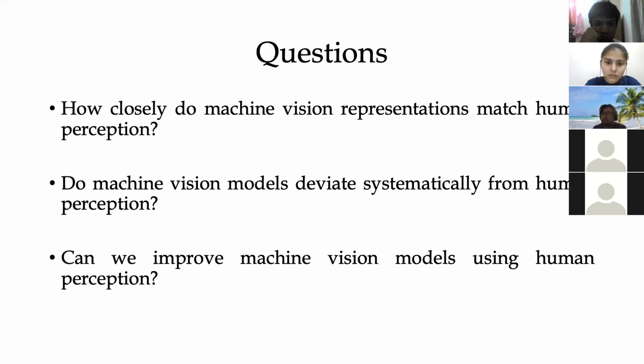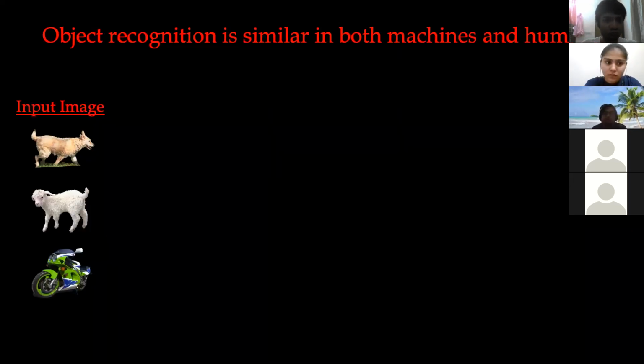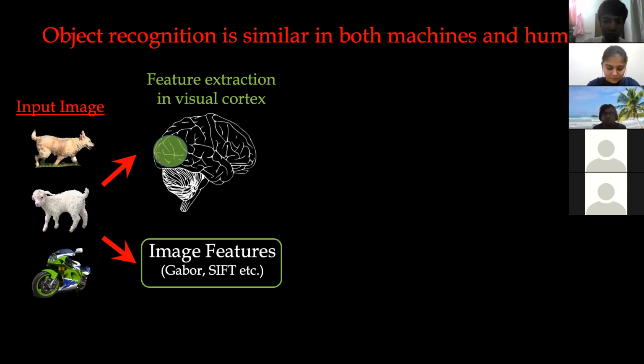So now let us consider the first question. Since we are concerned with comparing machine vision and human perception in this case, let us first start by acknowledging that object recognition follows similar processing stages in both humans and machine vision models. We start with an input image, and then we move on to a feature extraction stage. In the human brain, feature extraction happens in the visual cortex, which is situated at the back of the brain. And in machine vision pipelines, we usually extract image features using various methods like Gabor wavelets, SIFT features, and more recently, unit activations from various layers of a deep neural network.